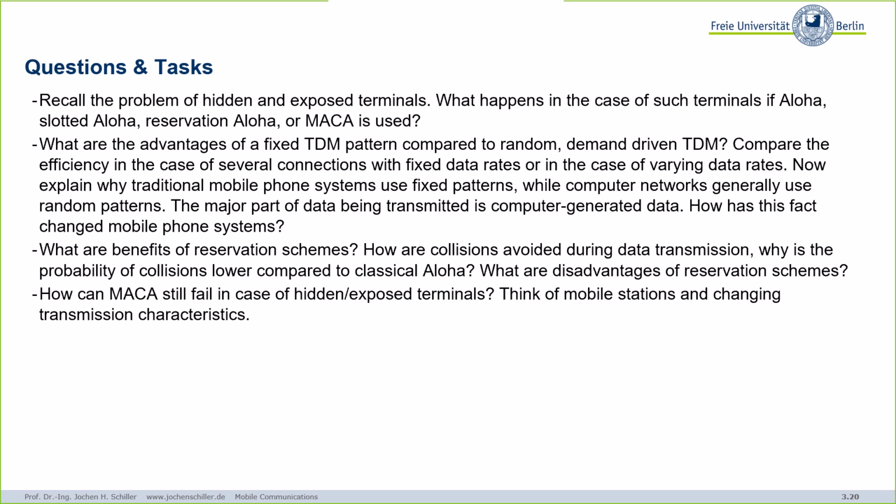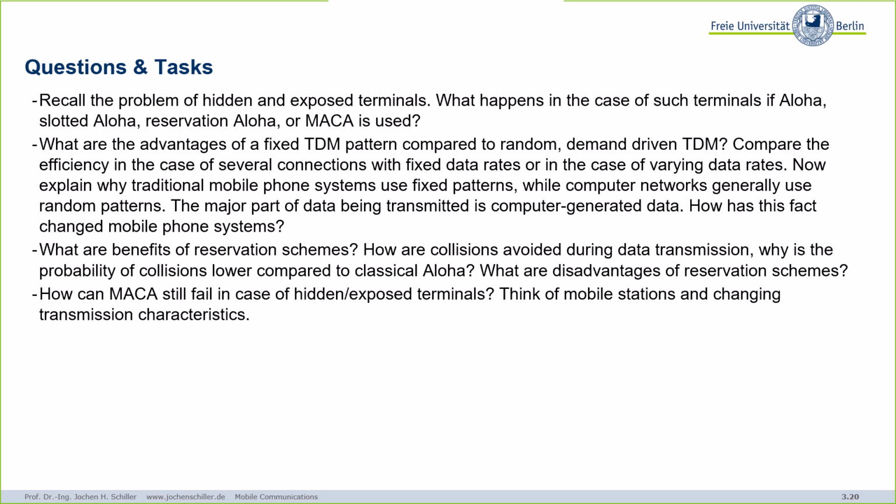Okay, so now TDM patterns compared to random demand-driven TDM. For TDM, we have different systems. We have systems that have kind of fixed patterns. So every 10th slot, you can transmit 100 bits, for example. Or you have demand-driven TDM. So a wireless LAN is typically a demand-driven time division multiplexing scheme, because if you have the demand to send something, you try to access. How, we will cover in the chapter about wireless LANs. But there are other systems that use fixed patterns.